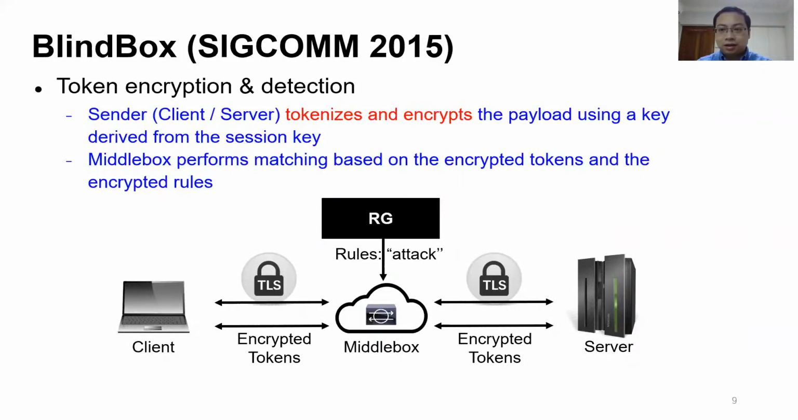Later, the client sends two kinds of traffic to the Middlebox. One is the encrypted traffic over TLS, which the Middlebox holds for later decision. The other is the encrypted tokens. The Middlebox will detect whether there is a match. If there is no match, the Middlebox will pass both traffic streams to the server, and the server validates the traffic to prevent the client from attempting to evade the detection.